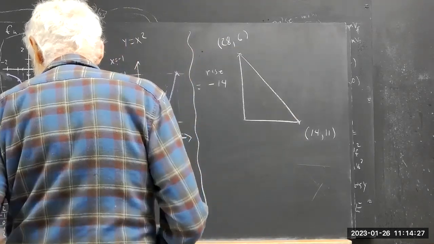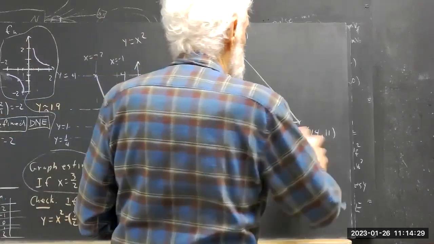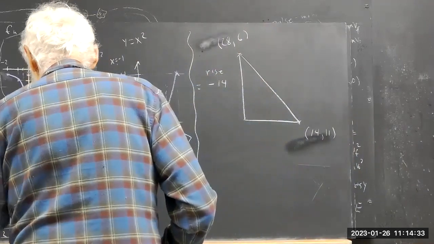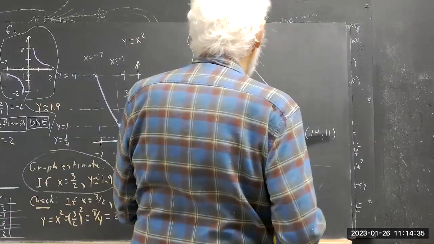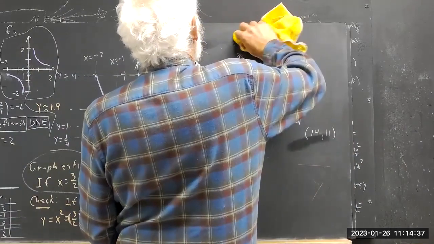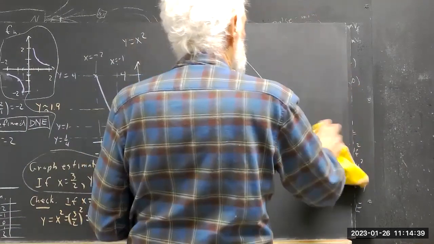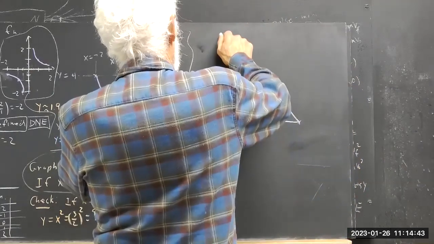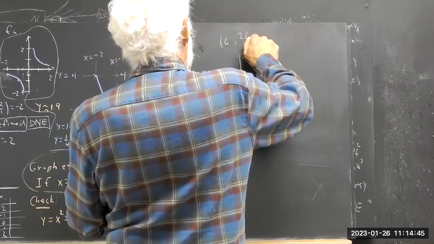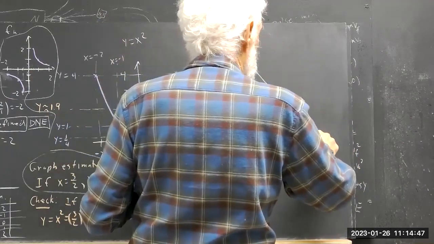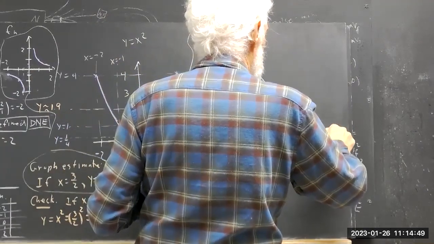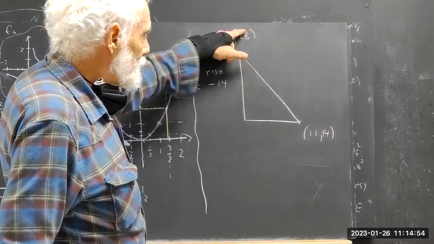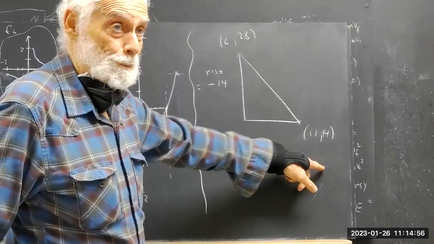I know you're looking at me like I'm crazy, and there's good reason for that. First thing I think of is what goes first. But of course, it's the Y coordinate that ought to go first, 6, 28, 11, 14. Okay, so now the rise, 28 down to 14, right?